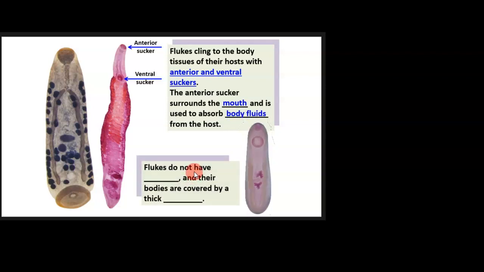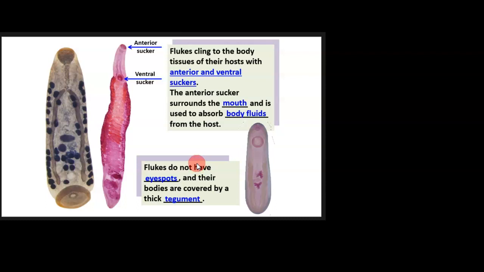Now, flukes do not have eye spots like the planarians that we looked at last time, and their bodies are covered by a thick tegument. So think of that as kind of a hard, waxy layer.